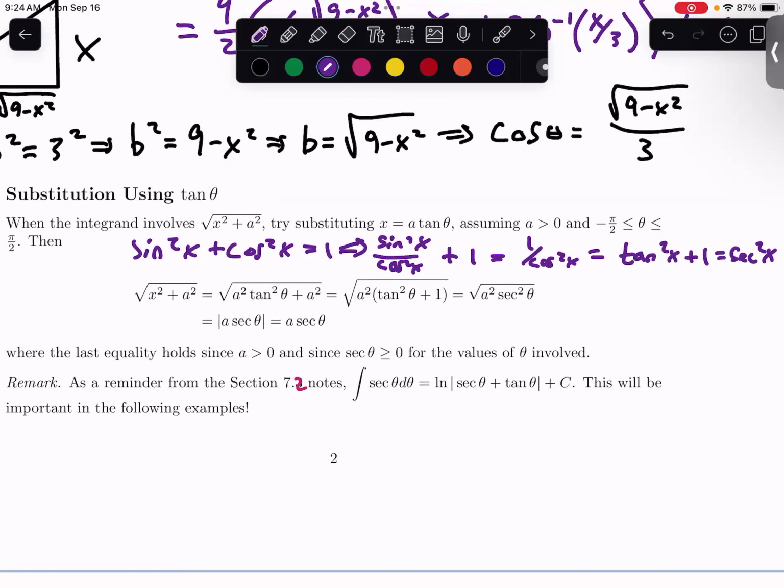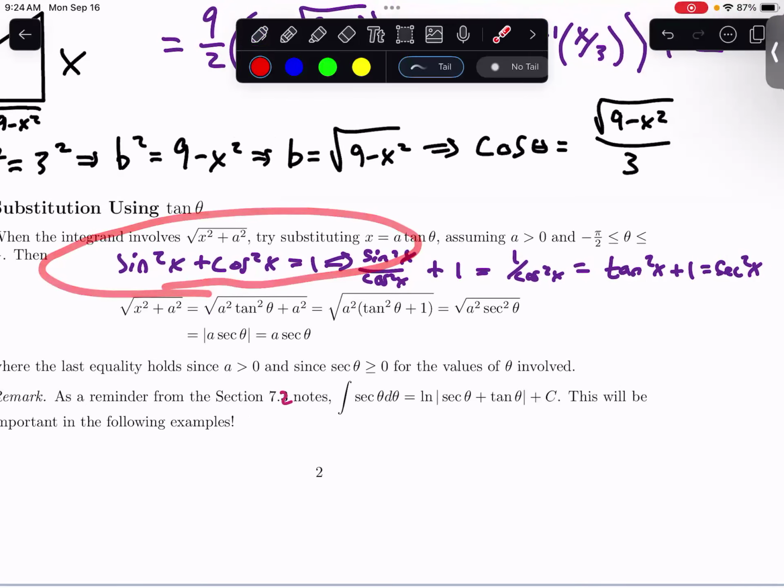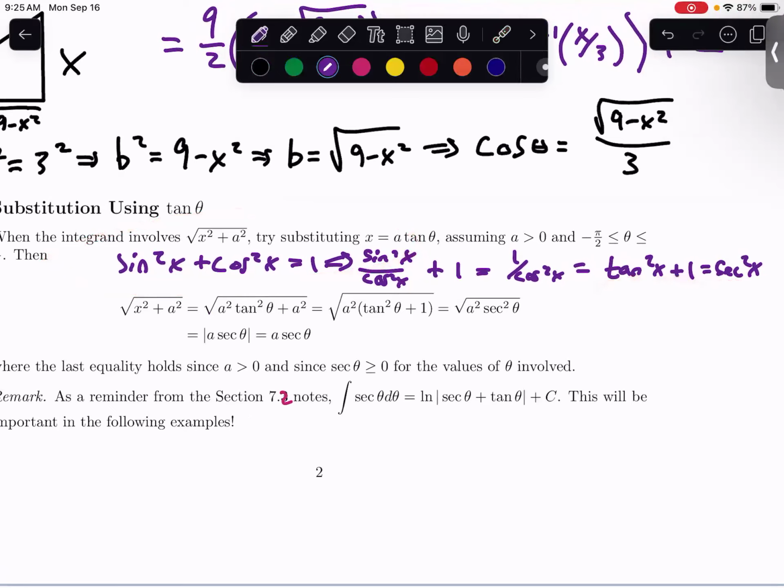We did this on Friday, but just as a reminder, you can go from this original equation you should have memorized, or like you should have seen a billion times throughout your math classes. You can then reduce it to the following equation. So you go from tangent squared plus 1 to secant squared. And then the square root and the squares cancel out, and you just get secant theta.